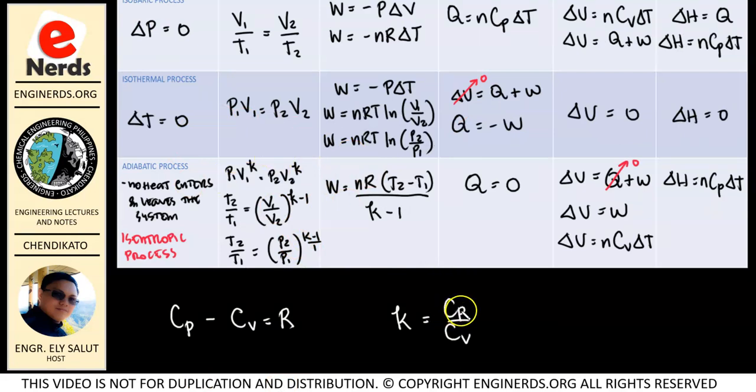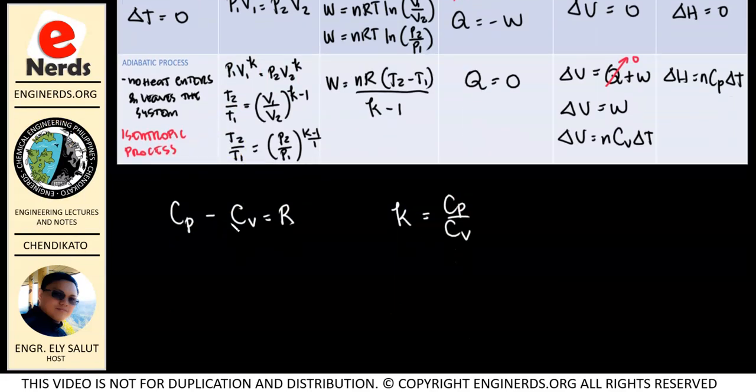Now, we know that our K here is equal to CP over CV. So if we know the value of CP and CV, or our R and CV, then that means you can get the value of K in here. Now, we can use that in order to use these equations. But if you refer again to Smith and Van Ness, there are values there that you also need to take note.